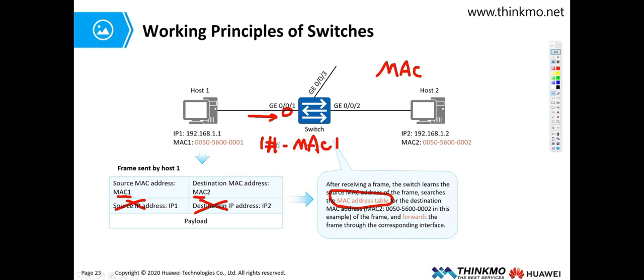So after I receive it, I will first record it in my table. Then, in the MAC address table, I will check who you want to send it to. If you want to send it to MAC 2, I will forward it based on my table. Suppose my table has a record indicating that my interface number 2 corresponds to MAC 2. Then I will forward from interface number 2 to help them communicate with each other.